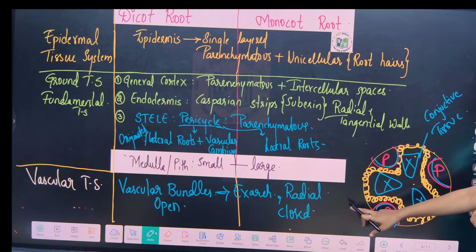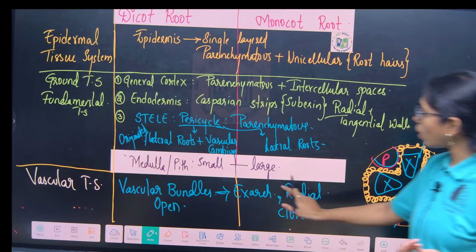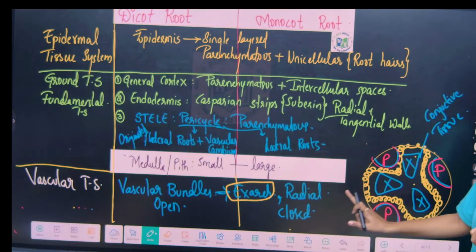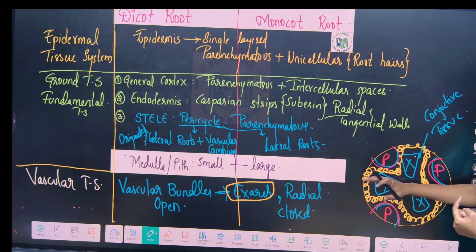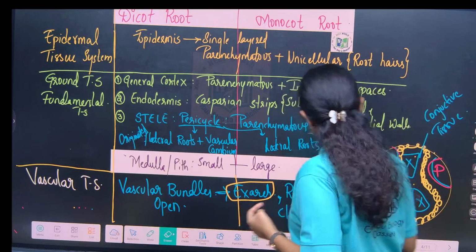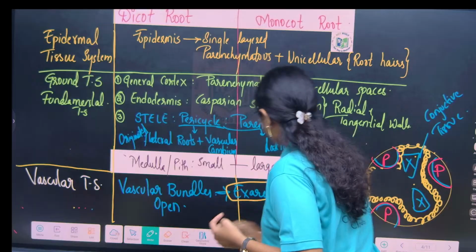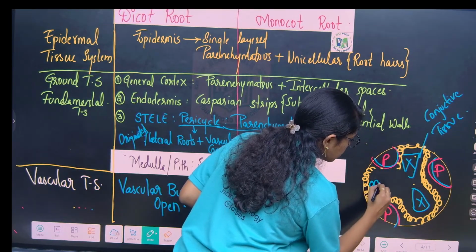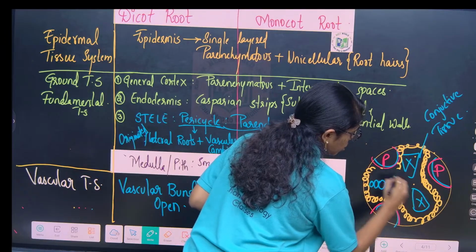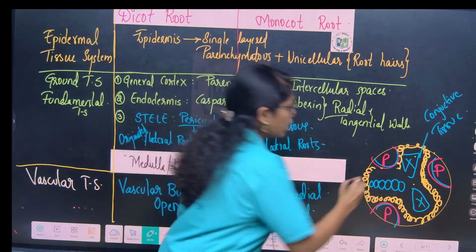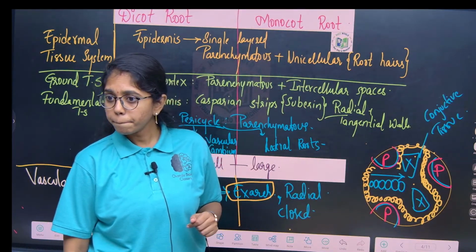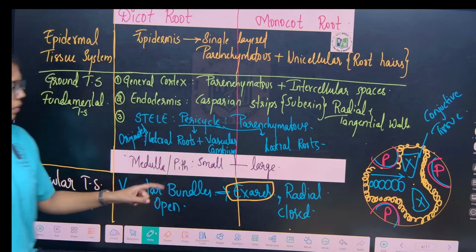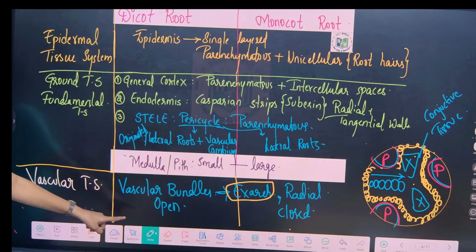In monocot roots it is radial and closed. And in both, what is the pattern of arrangement of vascular bundles? Exarch, where protoxylem will be towards the periphery and metaxylem will be towards the pith. One small diagram I will tell you, it will be easy for you. Protoxylem means primitive xylem is towards the periphery, metaxylem is towards the pith. Understood? Development is in this way, so it is centrifugal. Clear till here? Any problem, Raghav?